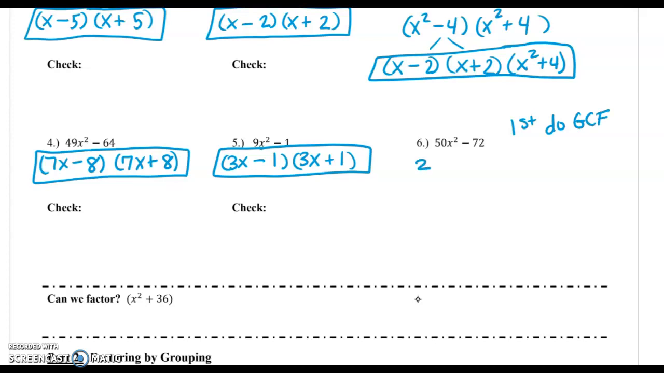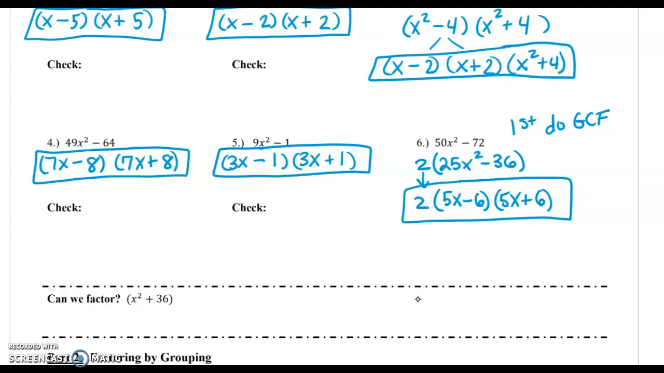So we're going to take out the GCF first, and then we're going to have 25x squared minus 36 left over. And now that makes it a difference of 2 squares, right? So 25x squared is a perfect square, 36 is a perfect square. So I'm going to bring my 2 down so I don't forget about it. And then 5x times 5x gives me 25x squared, and 6 times 6 gives me 36. Make sure that GCF of 2 is included there in your answer.